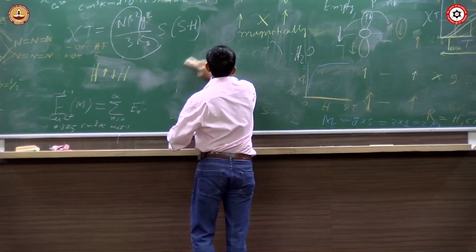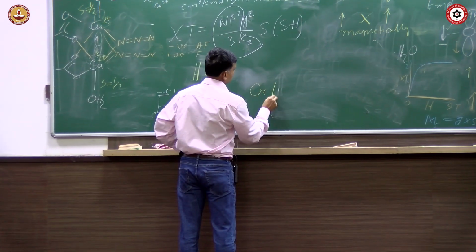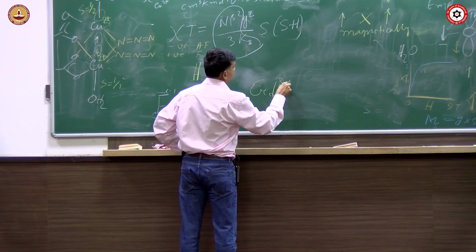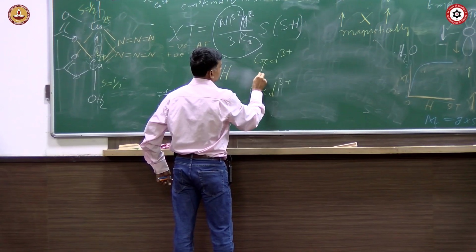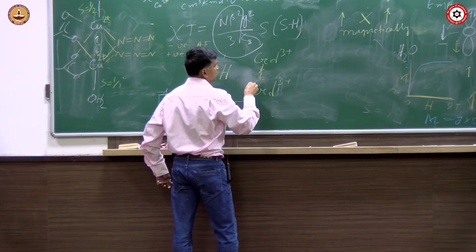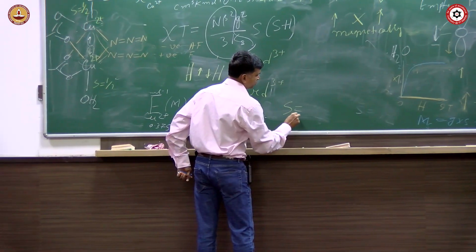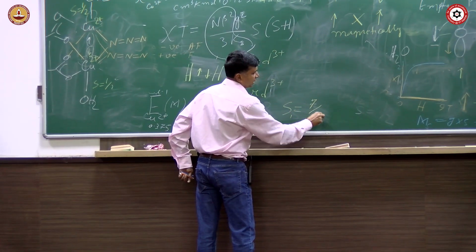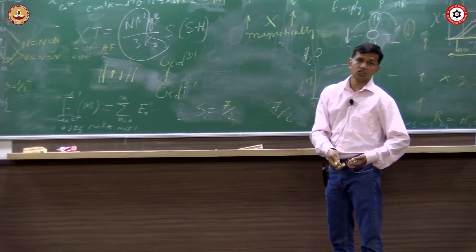Okay, suppose I take two gadolinium, Gd3+ and Gd3+, and suppose they are coupling through one oxygen, through a bridge. So what will happen? S1 will be 7/2, it has seven electrons, and the other one also has seven electrons. So how many states will it produce?